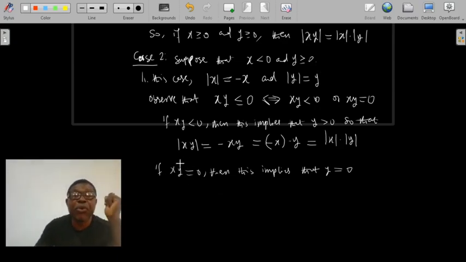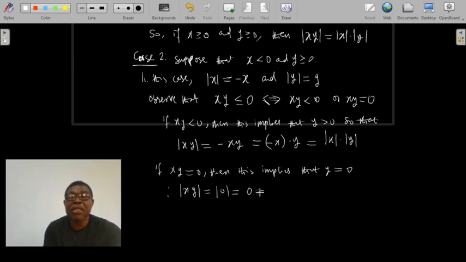So if we have that the product of x and y is equal to 0, whether x is really positive or really negative, what it means is that y must be what? Must be 0. And in this case, we have therefore that the absolute value of xy will be equal to the absolute value of 0. And this we know is equal to 0.